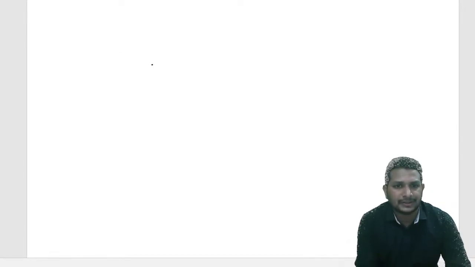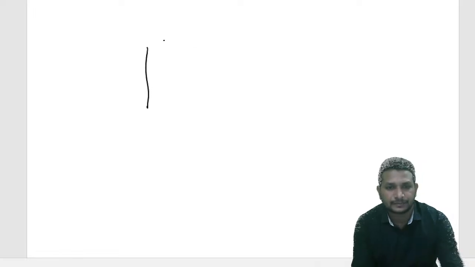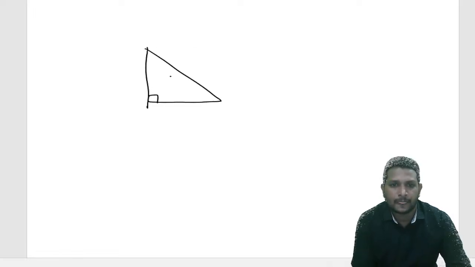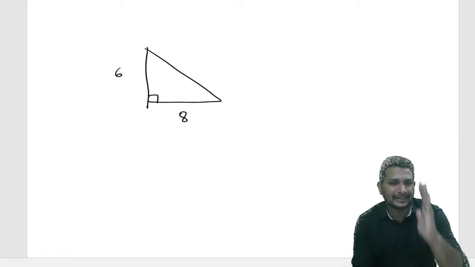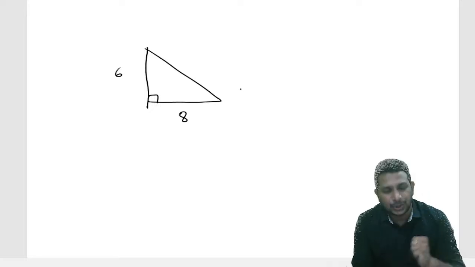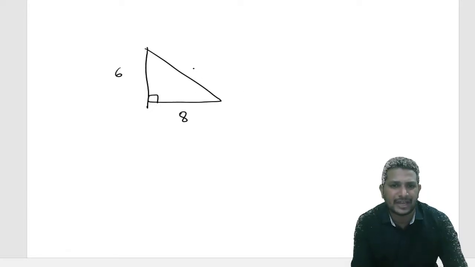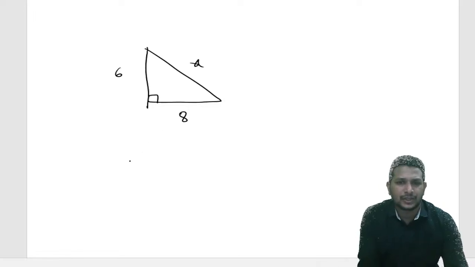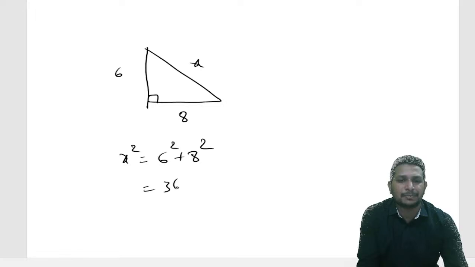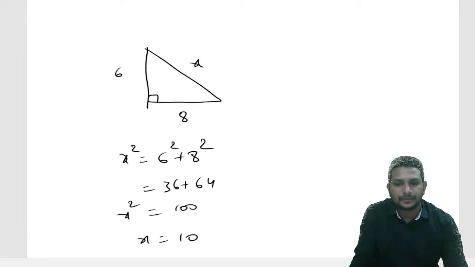So over here they mentioned there is a tree. From the ground it is 6 and the foot of the tree is 8. As the tree will be in a straight way, right? So that's why we consider a right angle triangle. If I apply this Pythagoras theorem, x square equals 6 square plus 8 square, which is 36 plus 64, 100. So x square equals 100, means x we got as 10. So we got the value of x as 10.